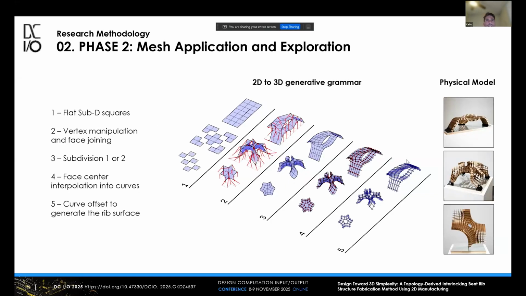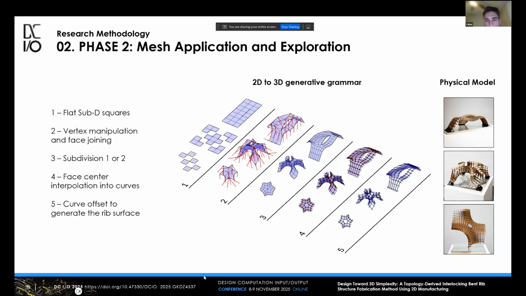Then instead of only thinking in 2D, I started developing this technique in 3D. The idea was to make a generative 2D to 3D shape grammar system, where we use simple SubD faces. It can also be mesh faces. We manipulate the vertices and join them in different fashion. So this is step one and step two.